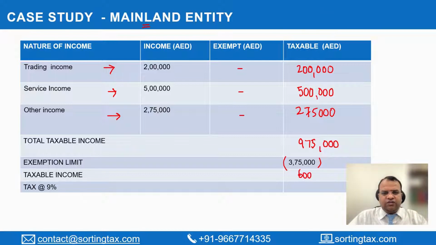So the total taxable income of the company becomes 975,000 less 375,000. Since the tax rate is 9% of the taxable income, the total tax payable by this entity will be 54,000 dirhams. This is a very, very simple example. Once the law is introduced and more provisions kick in, we would have a better idea in terms of how the deductions, etc., are to be handled.